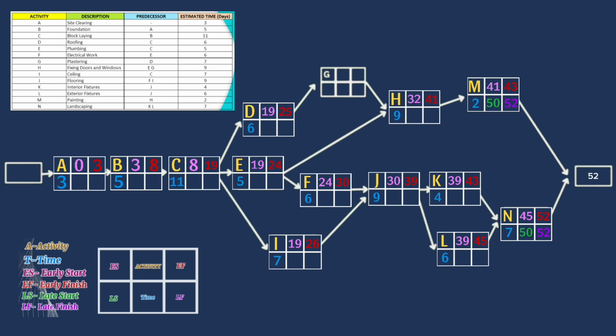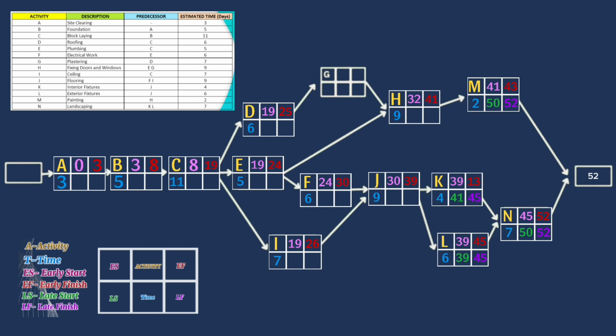52 minus 7 is 45. 45 is the latest finish time. For activity M, 52 minus 2 is 50. Meanwhile, activities K and L will get the latest start of activity N, which is 45, as their latest finish time. So for activity K, 45 minus 4 is 41, while 45 minus 6 is equal to 39 for activity L.